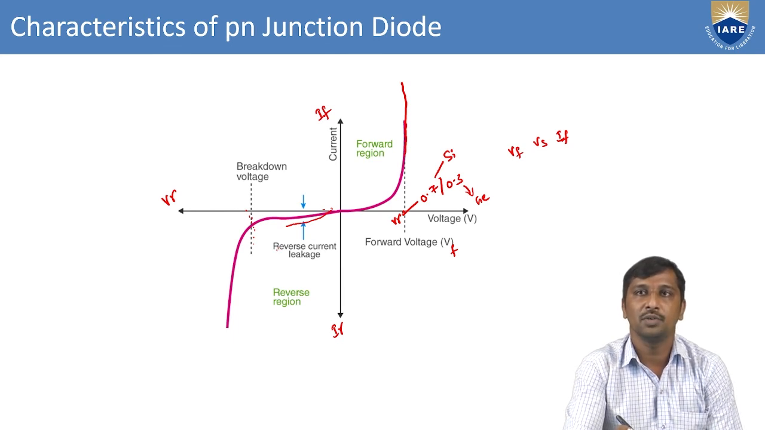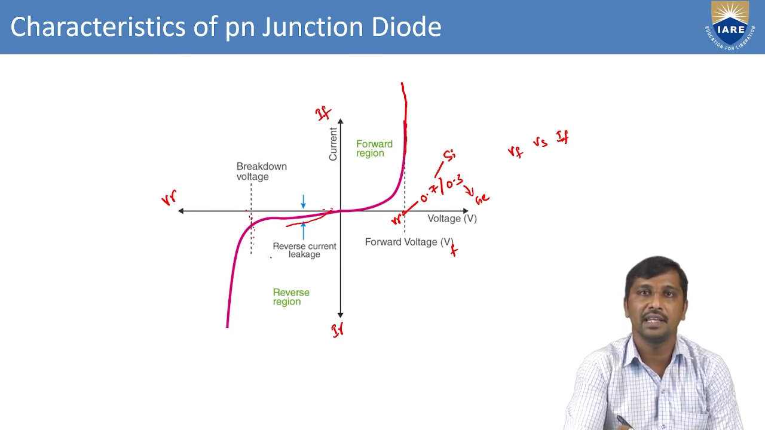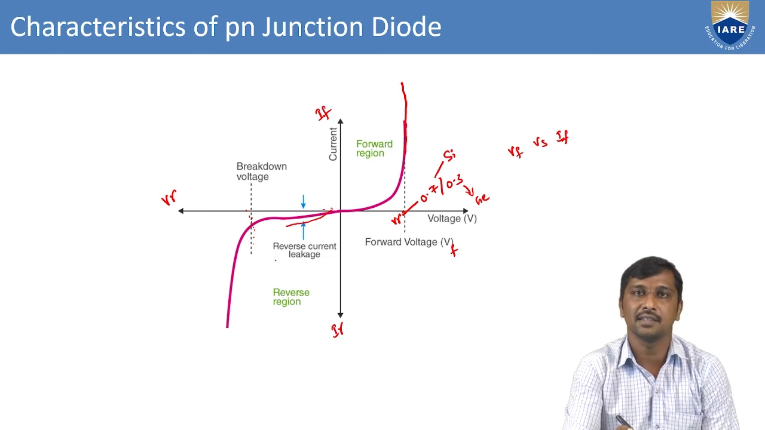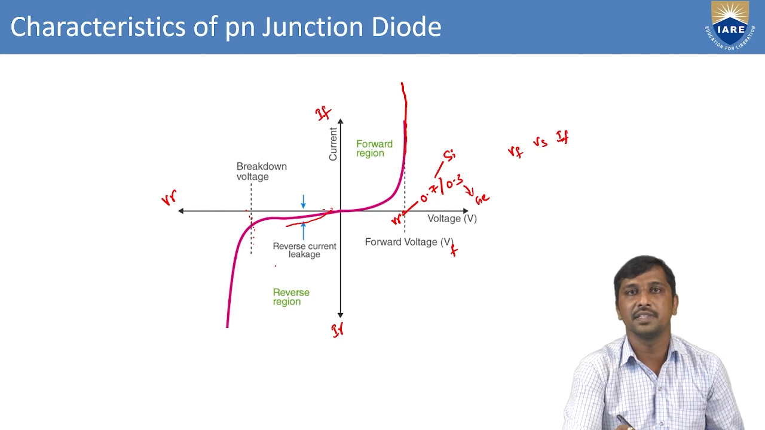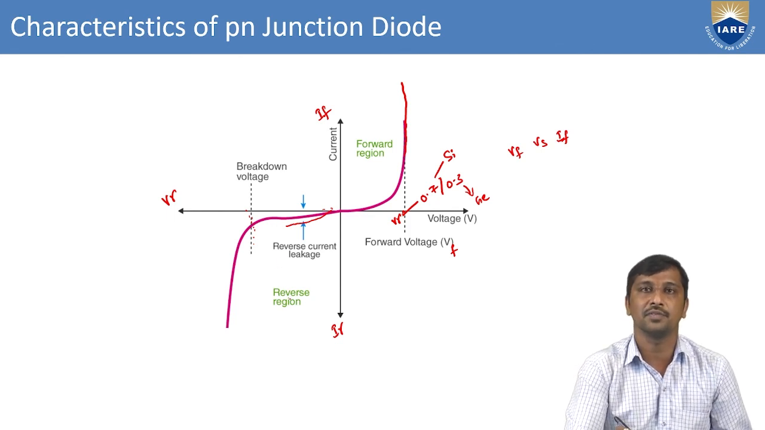Up to this point today, we observed what the P-type materials and N-type materials are, how we form the PN junction, and the biasing of the PN junction and the characteristics of the PN junction.